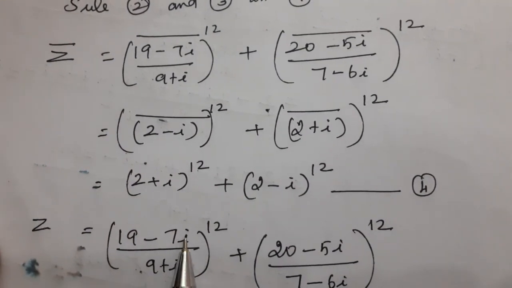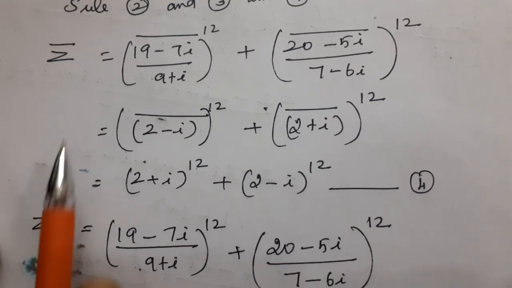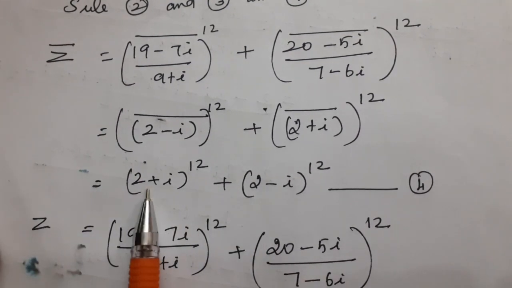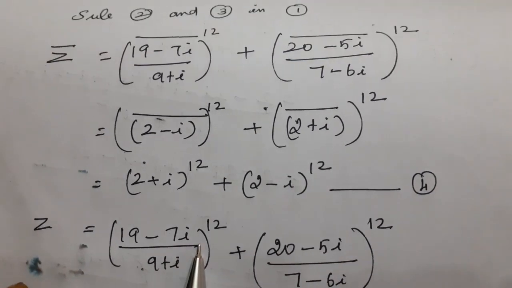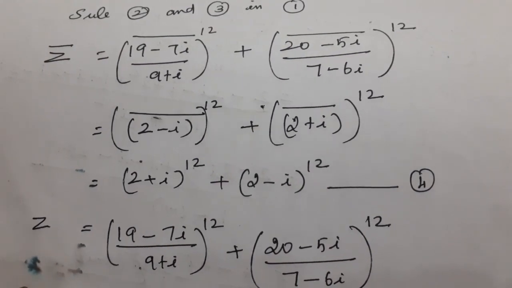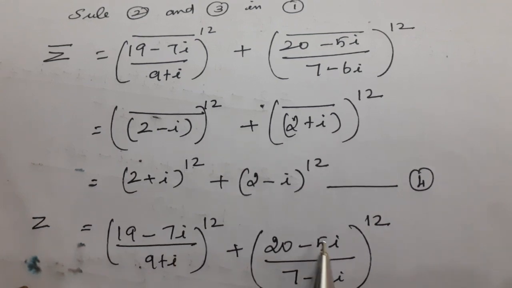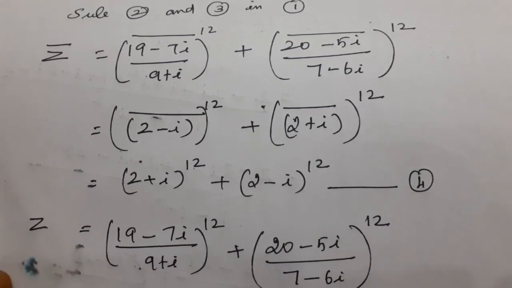So now 19 minus 7i by 9 plus i, this is z. Z bar is what? Z bar gives the result 2 plus i the whole power 12. Z is 2 minus i the whole power 12. Z equals 19 minus 7i by 9 plus i, which is 2 minus i the whole power 12. 20 minus 5, we get the result 2 plus i the whole power 12.